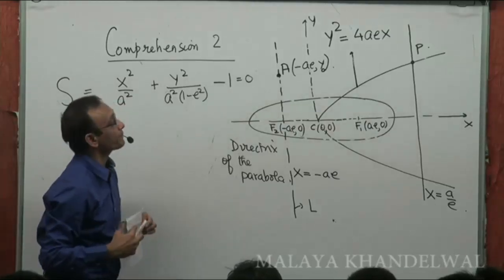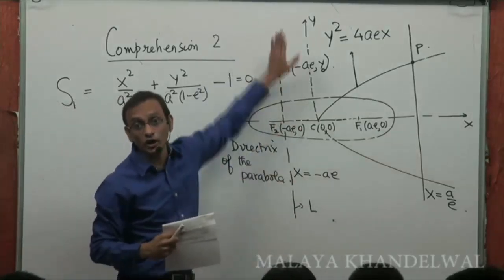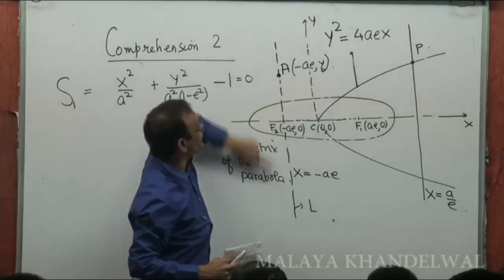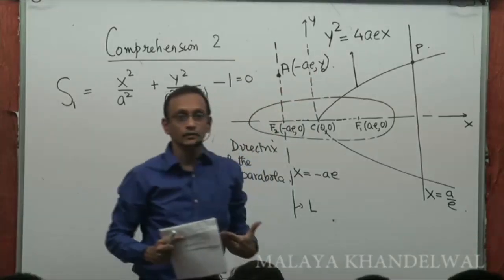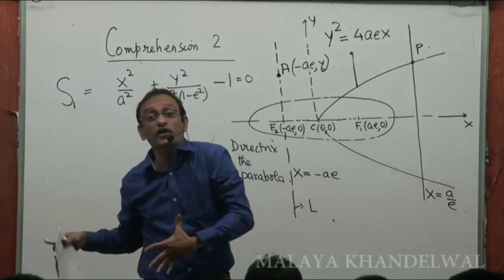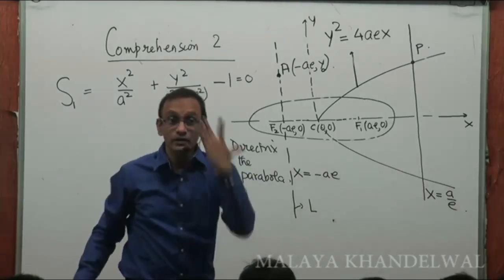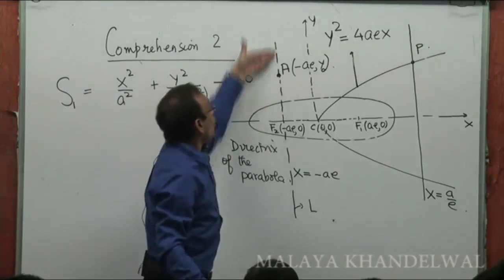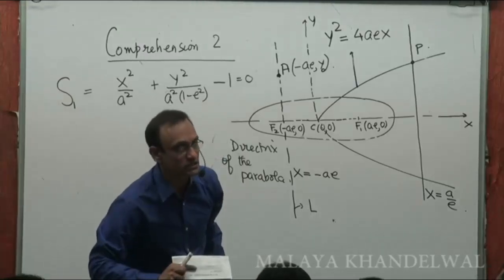Alright. y naught is a parameter here. Different values of y naught will give you different points on the directrix. So y naught is a parameter which would eventually require elimination, so that the condition would be true for all points that lie on the directrix. Got me?